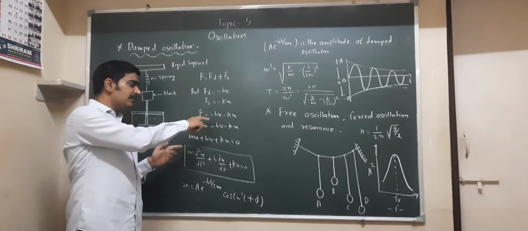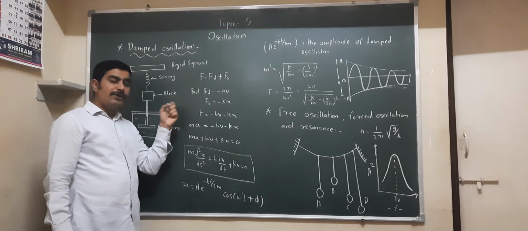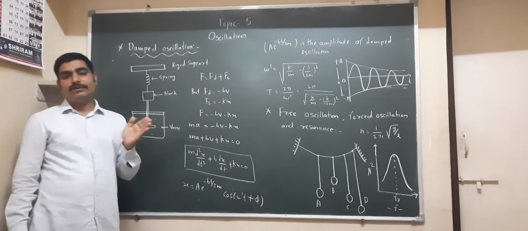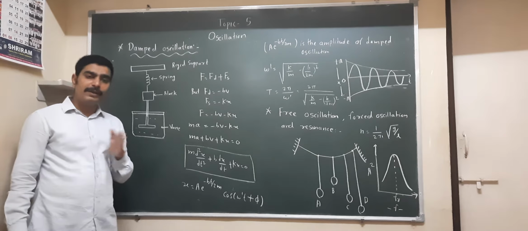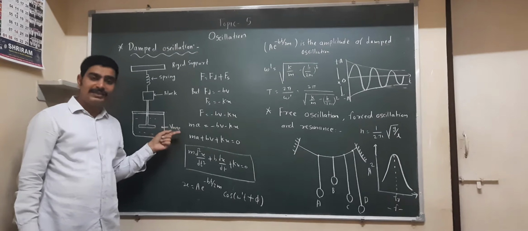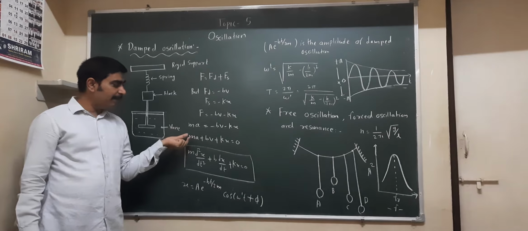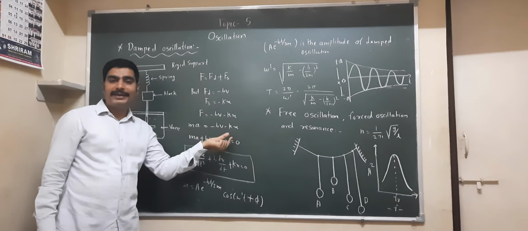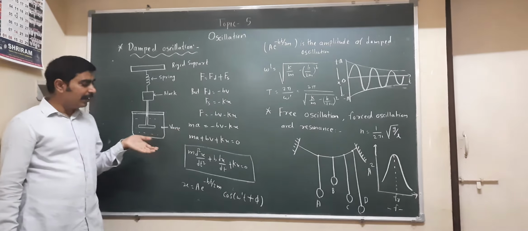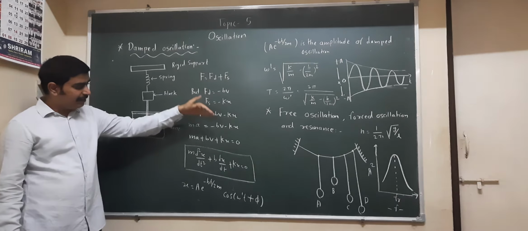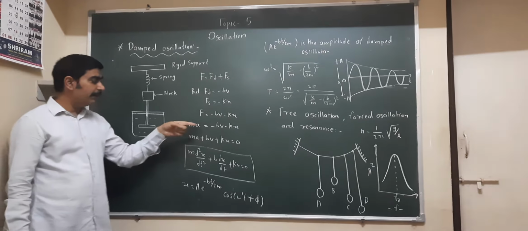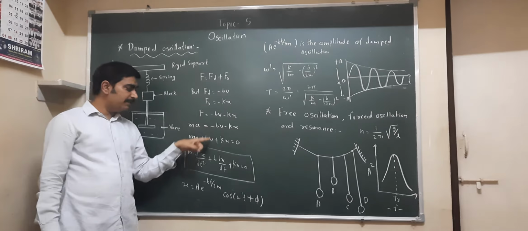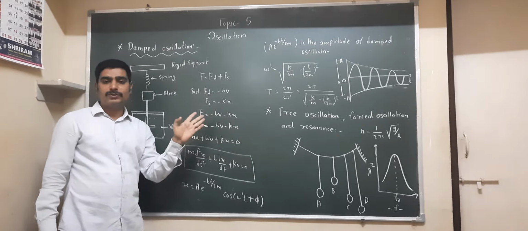According to Newton's second law, what is the value of force? F is equal to ma. Force is equal to mass into acceleration. So we can write ma is equal to minus bv minus kx. Now taking from the RHS to the LHS, it will become plus. So ma plus bv plus kx is equal to 0.